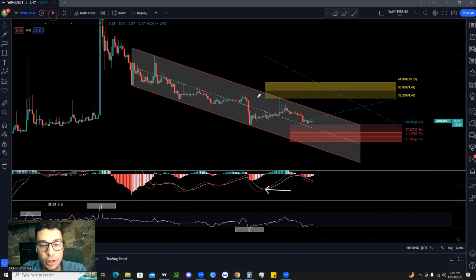Today we're going to be looking at Wing Finance, ticker symbol WING, breaking it down for you guys on the daily chart. We're going to go over how to use the MACD, the relative strength index. We're going to take a look at our major retracement levels, and we're going to show how when you combine all of these things together, along with chart patterns, you can give yourself a true edge in the market.